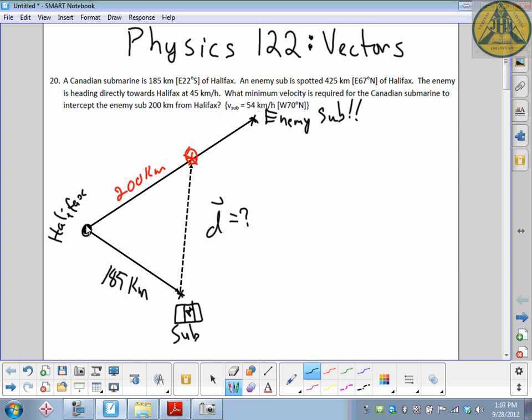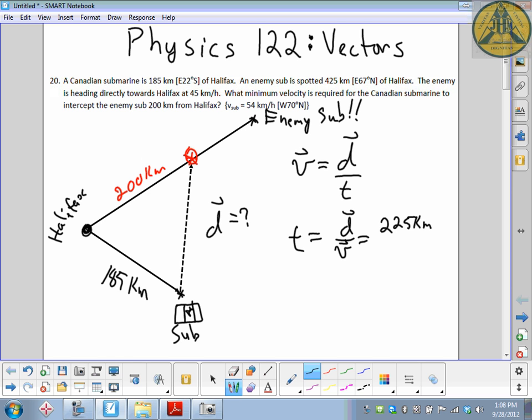So to figure out the time it's going to take the enemy sub to get to a point 200 kilometers from Halifax, it just kind of falls back onto average velocity equals displacement divided by time. Okay. So rearranging this equation, the time equals displacement divided by your average velocity. So remember, this is for the enemy sub. It's got to go 225 kilometers.